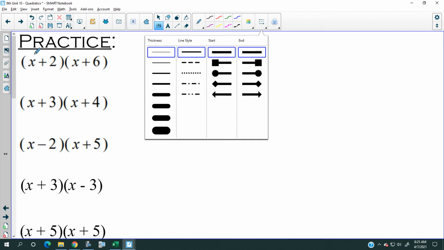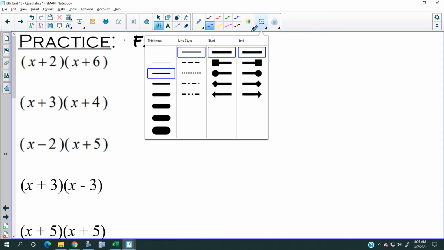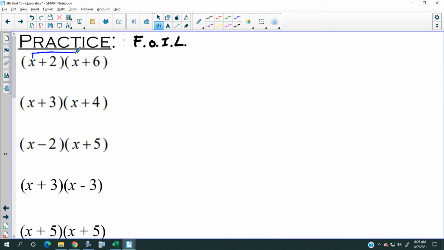All right, now, number 1, again, FOIL. Let me use a blue marker. So first, now I'm not going to color code these, okay? So x times x, that's x squared. By the way, if it helps you, you can write it out like this, and then you can do every step. So first is x times x, and then you could do outside like this.